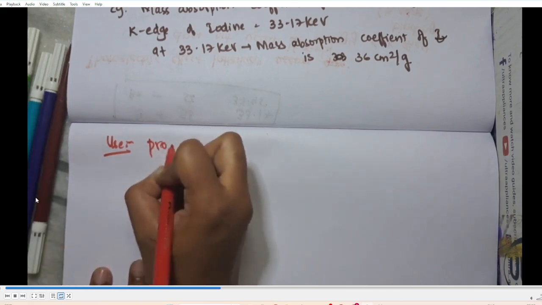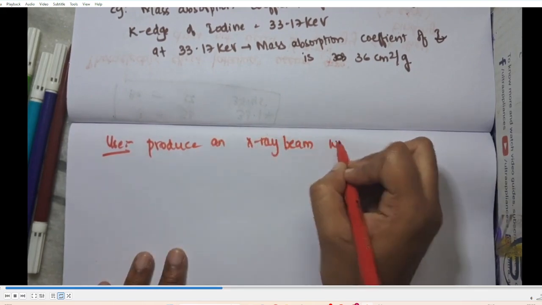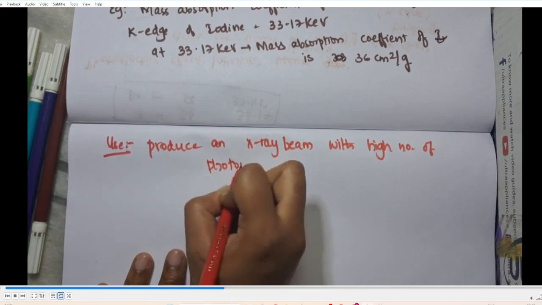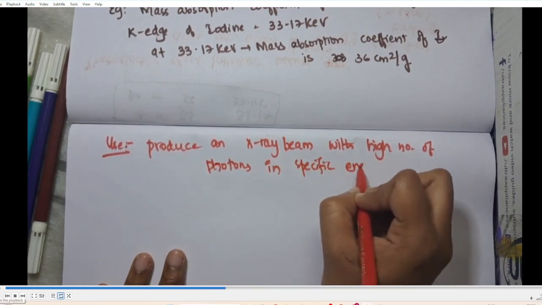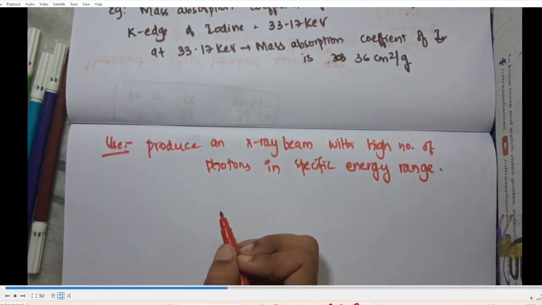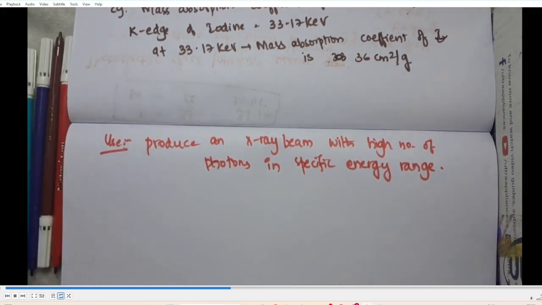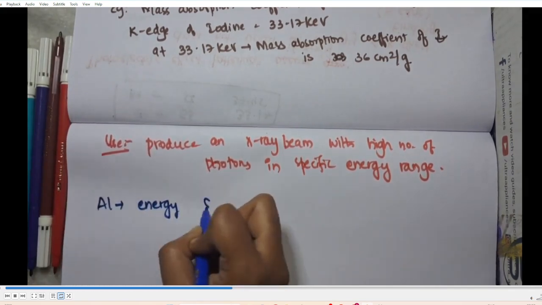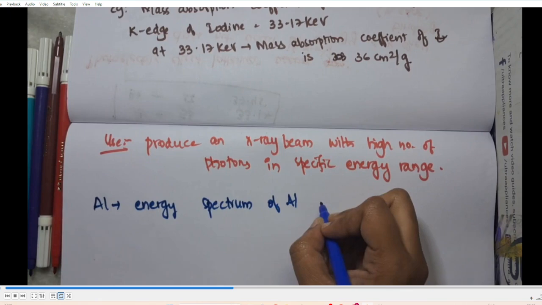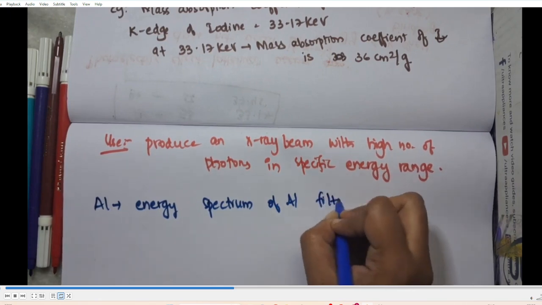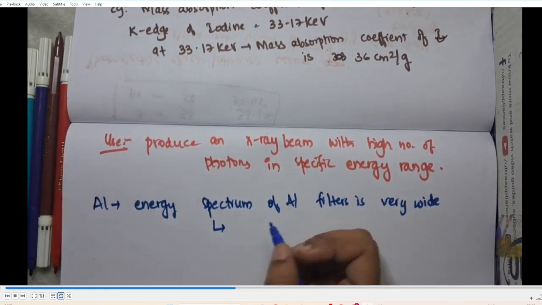The purpose of these heavy metal filters is to produce an X-ray beam that has a high number of photons in a specific energy range, and these will be most useful in diagnostic radiology. An immediate question may be, what is wrong with our standard aluminum filter? The energy spectrum transmitted by aluminum filters is too wide.